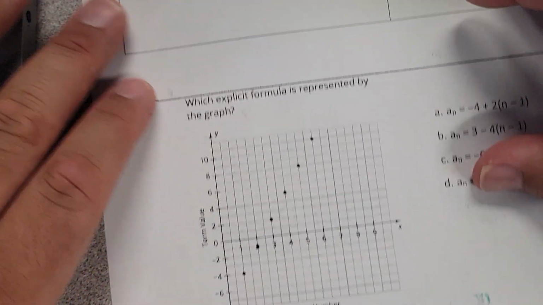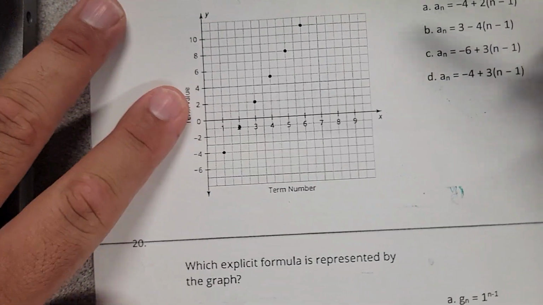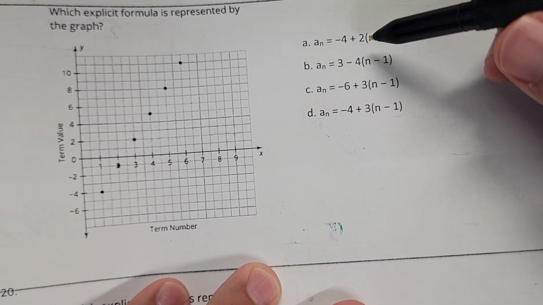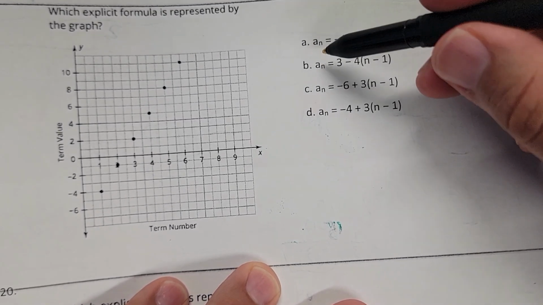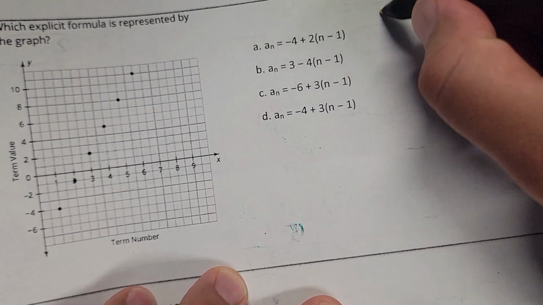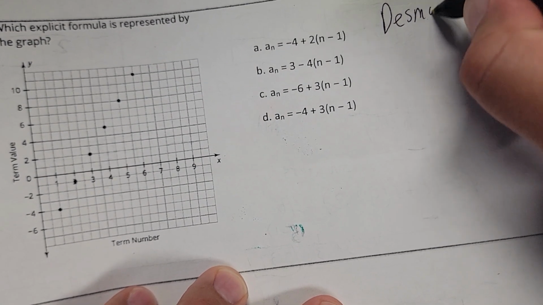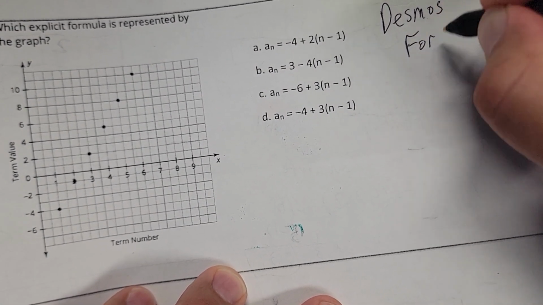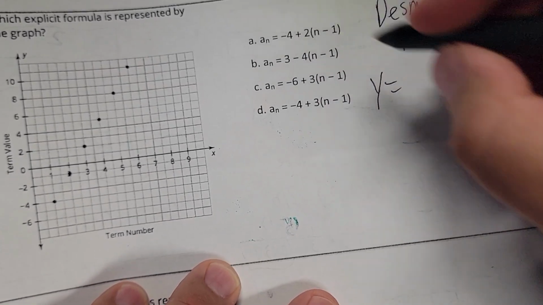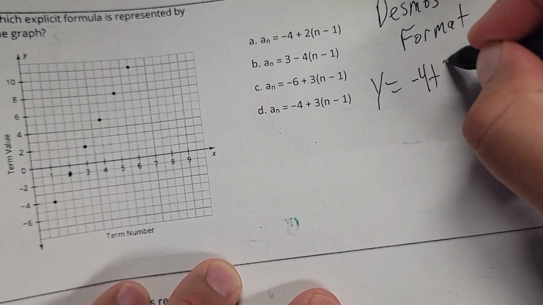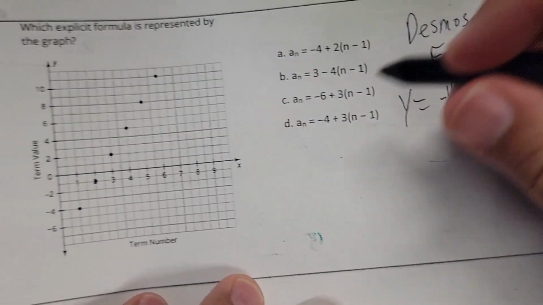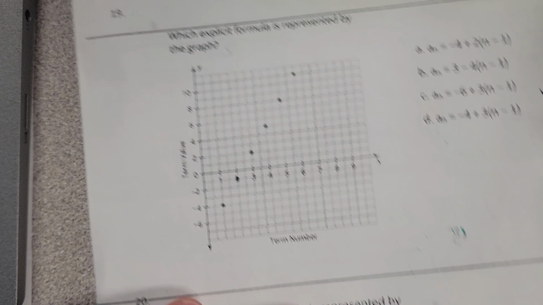Now on the back, so we did the graphing ones last time. Just remember that you have to put this into the decimals format. So these are all going to be y equals, and these are all going to be x's. Okay. So decimals format. Y equals negative 4 plus 2 parentheses x minus 1. Okay, that's what you put into the decimals to see which one of these match.